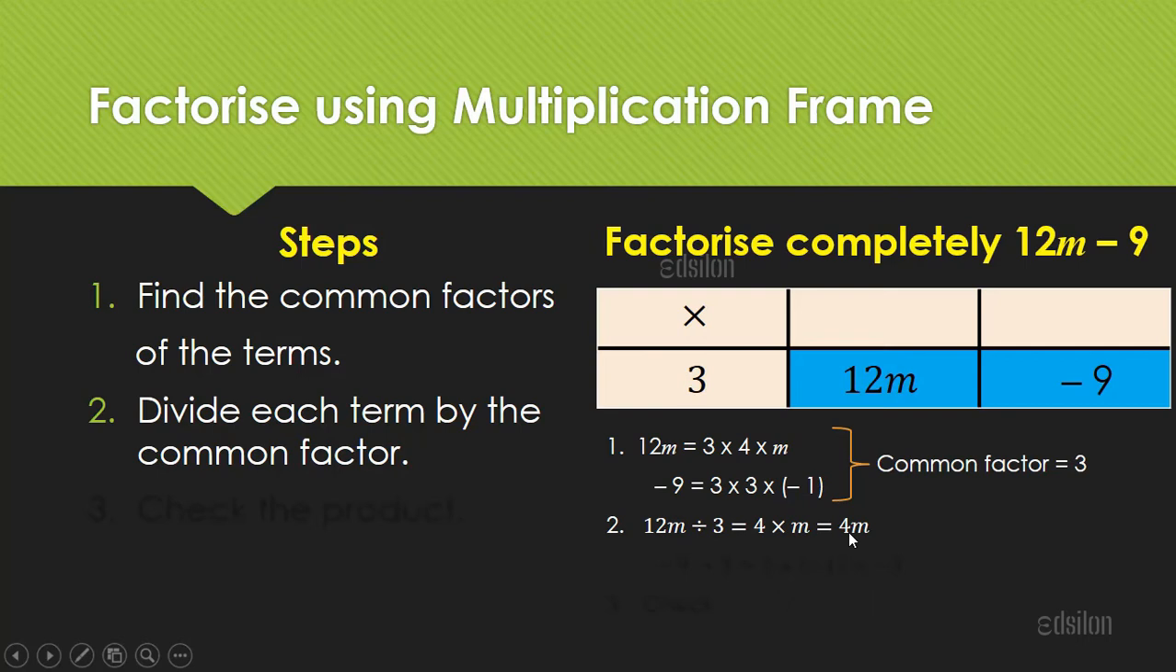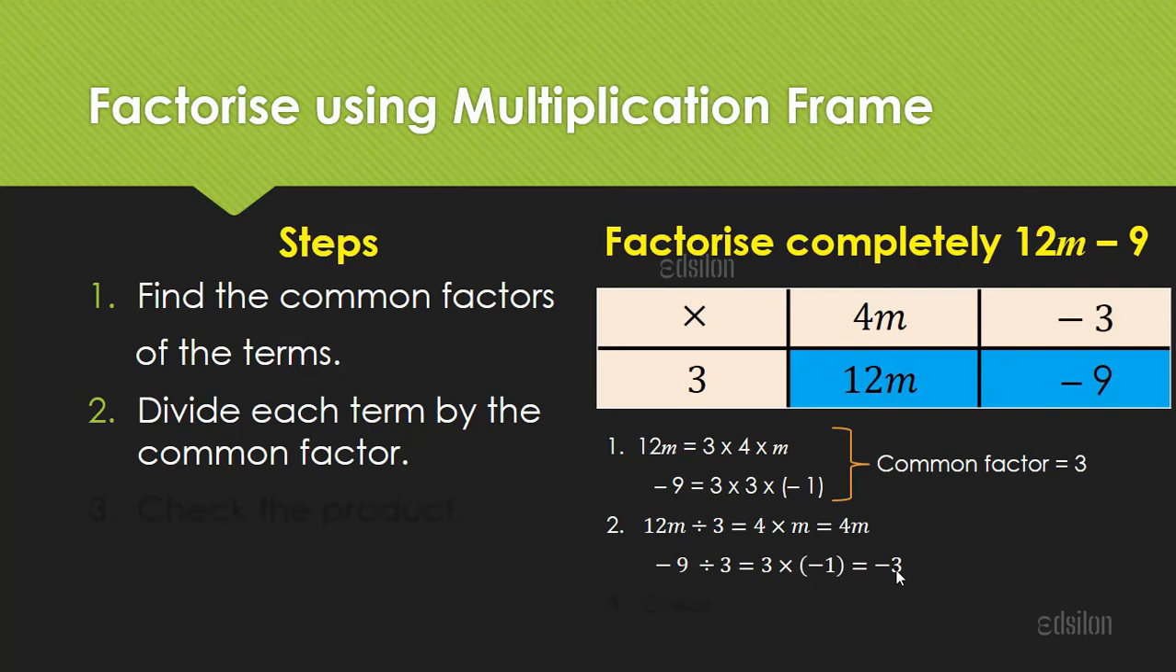And where do we fill in 4m in the multiplication frame? It's right here. How about the term negative 9? When we take negative 9, divide by 3, we are left with the factors 3 and negative 1. So 3 times negative 1 is negative 3. And where do we indicate negative 3? You should know.